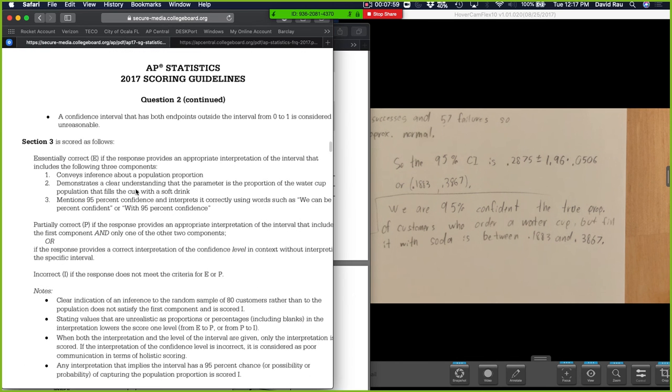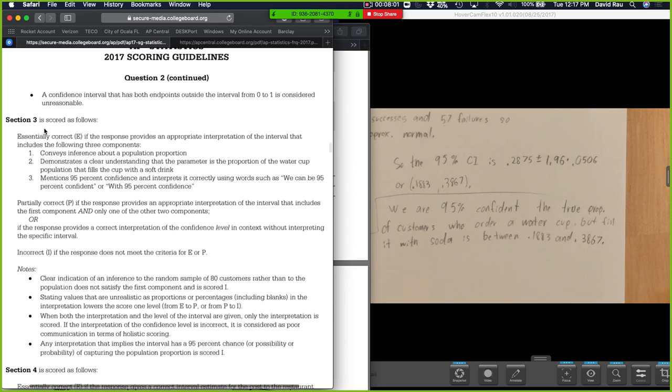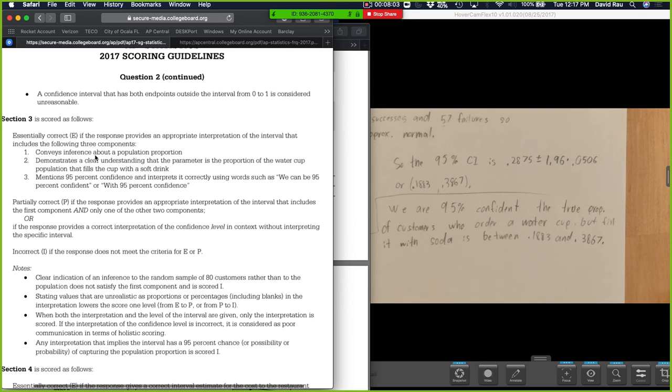And then also part 3, I said it's an inference of population proportion, so I said the true proportion that goes along to the idea that it's the population. I could have said the word population though, that would have helped. Demonstrates an understanding that it's about the proportion of water cup population that fill the cup with a soda drink, and I mentioned with 95% confidence.